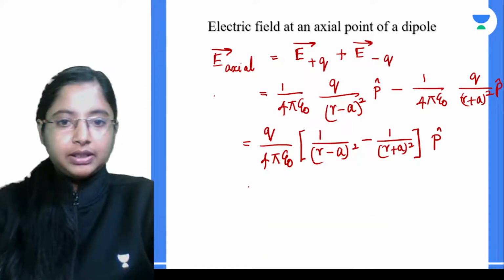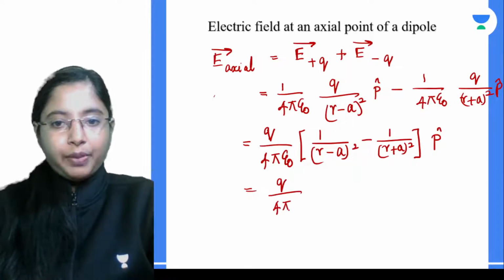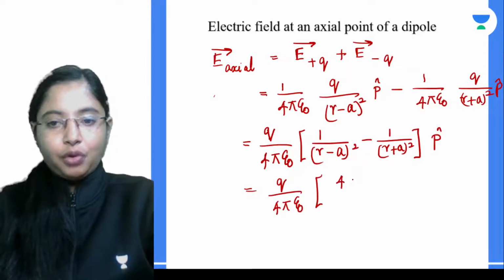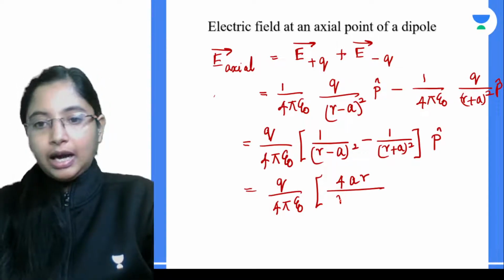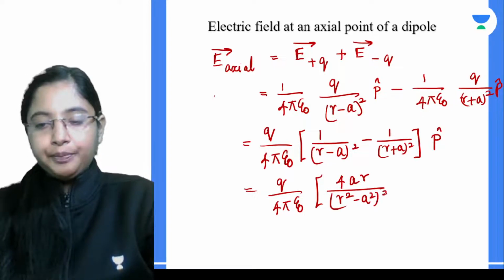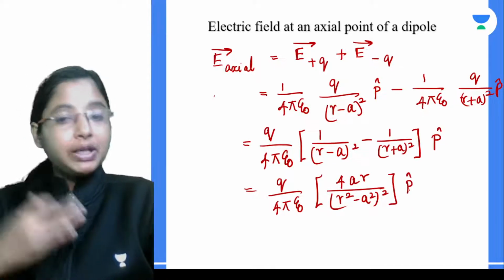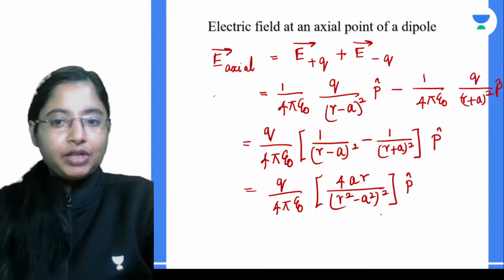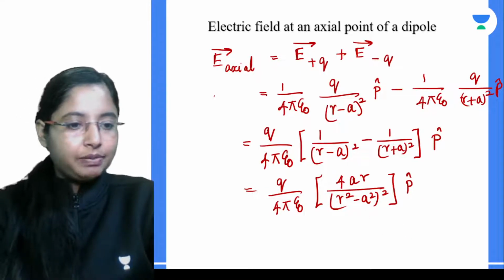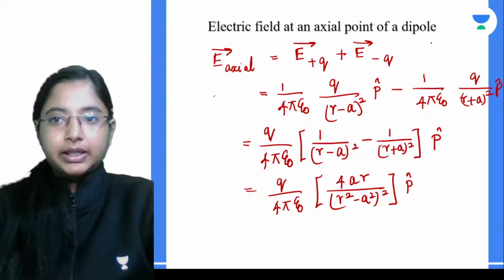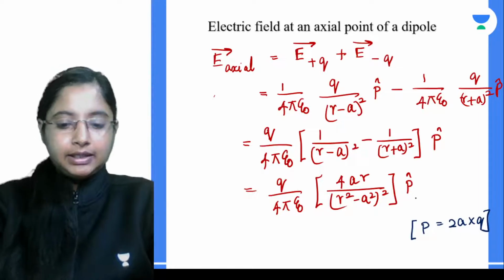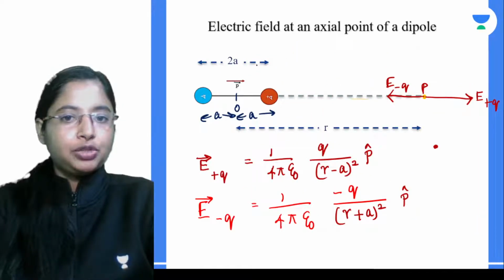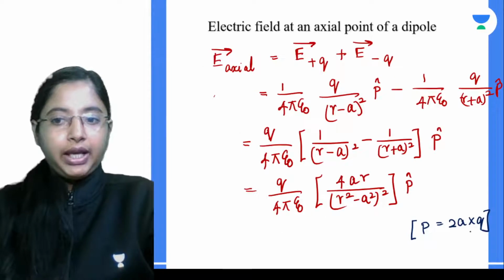Now let's write this. This is nothing but Q divided by 4 pi epsilon naught, and here we have 4 into A into R divided by R square minus A square the whole square, into P cap. Now remember the definition we had for dipole moment. Dipole moment P is nothing but 2A into Q, charge into the distance. Distance between the two charges we have taken as 2A. So 2A into Q, that is P.